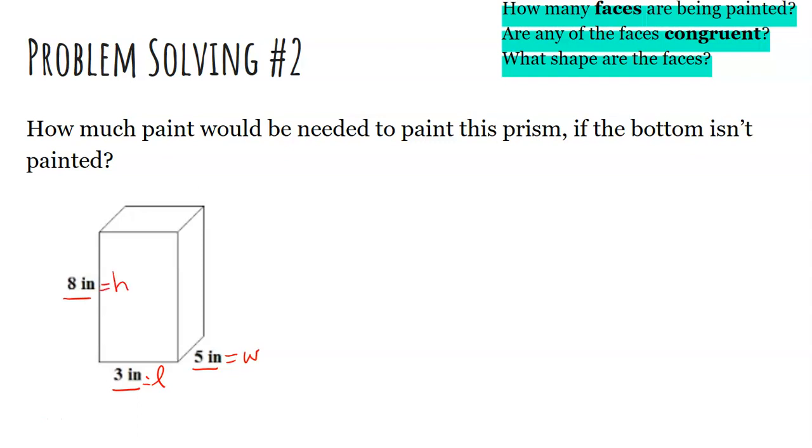We should answer these 3 questions before we begin. How many faces are being painted? Since the bottom is not being painted, we are going to be painting 5 faces. Are any of the faces congruent? Yes. The front and back are congruent, as are the sides to one another and the top and bottom. And what shape are the faces? They are all rectangles.